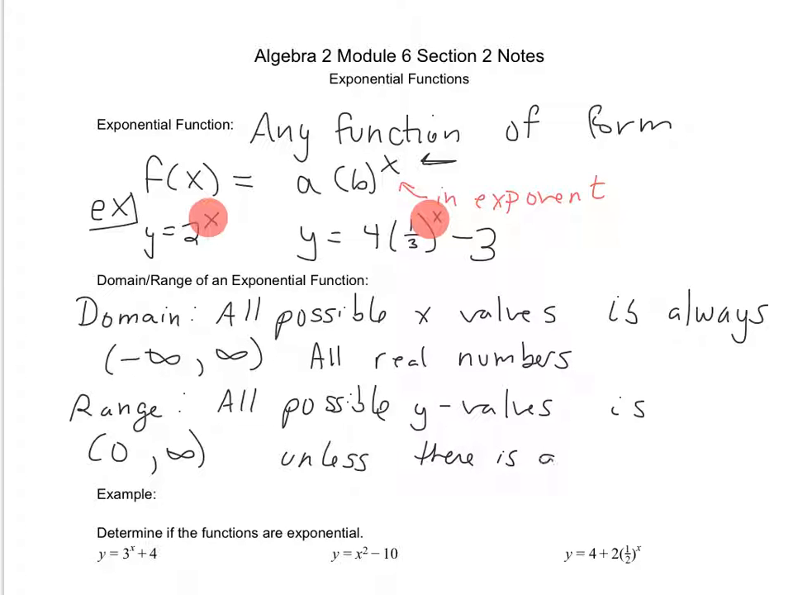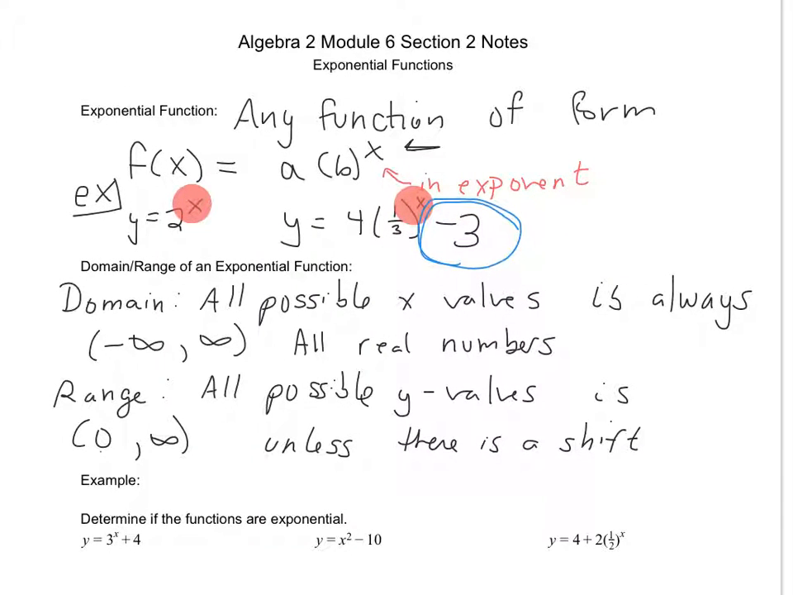Now shifts would always be things at the end of the exponential, like this one has been shifted down 3. So if I shift it down 3, then instead of starting at 0, it would start at -3. So you can always see this very easily for the graph. When we start graphing them, you can see where the lowest is and where the highest is. But the domain is always all real numbers, so that's pretty nice.